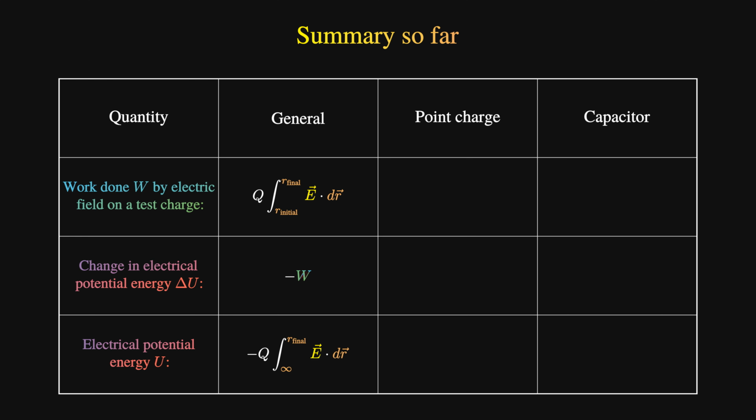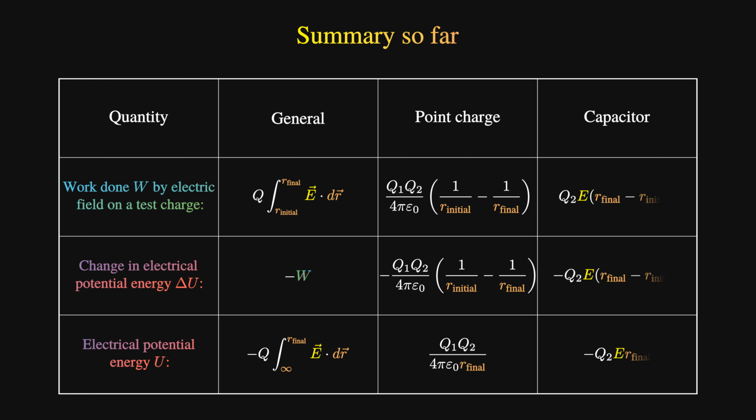Now, if we apply these equations to a point charge system and the area between a parallel plate capacitor, we get the following results. I'll also note that if you want to find these quantities for a point charge around any other charged object, all you need is an equation for the electric field due to that charged object. Everything else can be worked out from that.